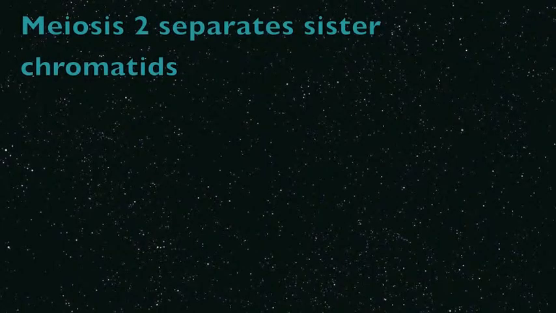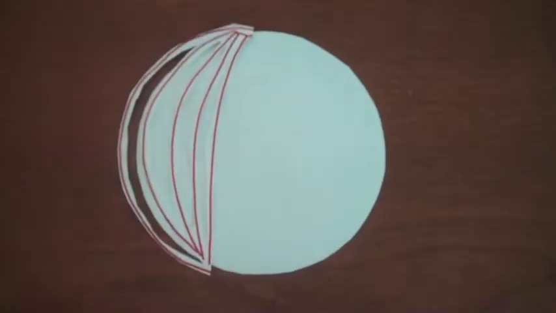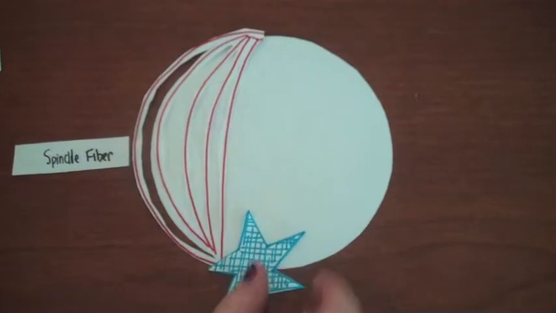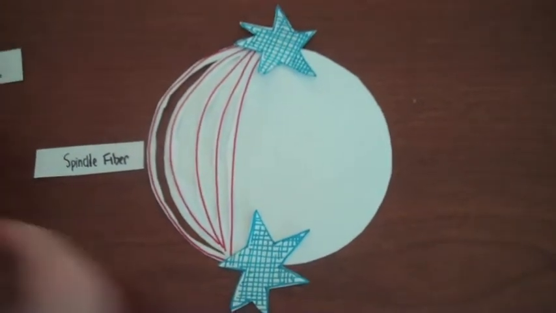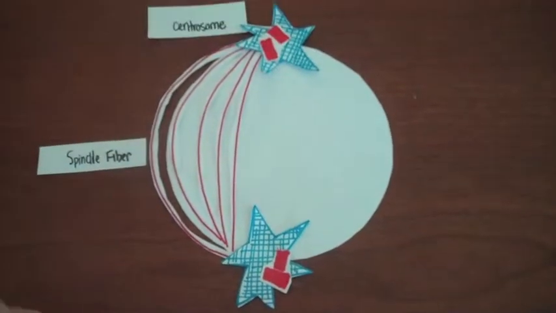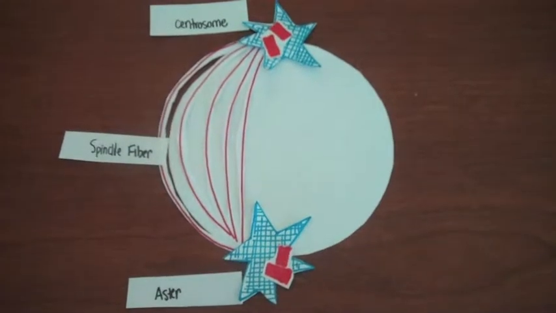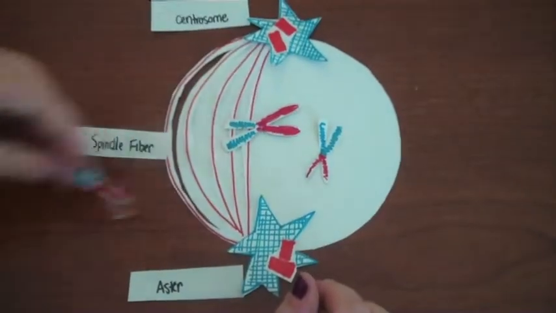In meiosis 2, sister chromatids are separated from one another by mechanisms similar to those in mitosis. In prophase 2, chromosome number is now haploid. Each chromosome contains 2 sister chromatids. A mitotic spindle begins to form and centrosomes move towards their own poles.